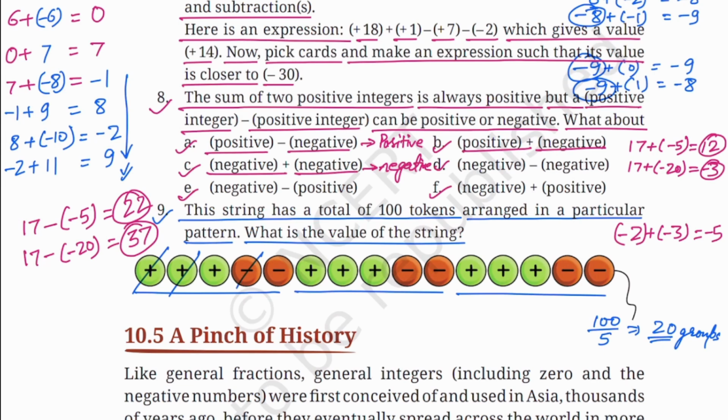These two will form a 0 pair. That means these 5 tokens mean plus 1. Similarly, these 5 mean plus 1, these 5 mean plus 1. So you can say plus 1 will appear 20 times. Plus 1 plus 1 plus 1, when written 20 times, will give you plus 20. The answer will be 20.